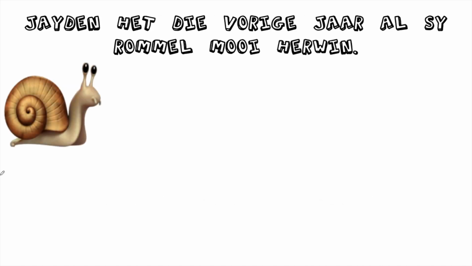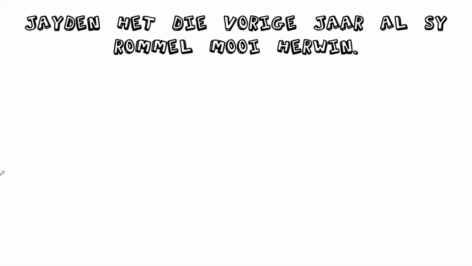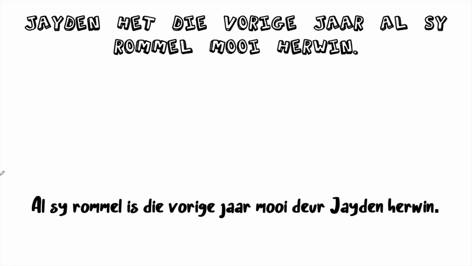Let's do another example. So Jaden het die vorige jaar al sy rommel mooi herwin. So al sy rommel is die vorige jaar mooi deur Jaden herwin. Oh, I didn't add this here, sorry. But just to add, if a sentence or a verb already has a prefix, okay, so her, it's a prefix, you can't add ge in front of it. Okay, it's impossible. You can't have two prefixes in one word.